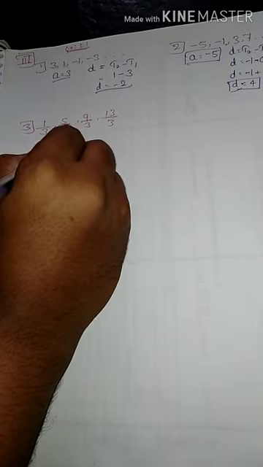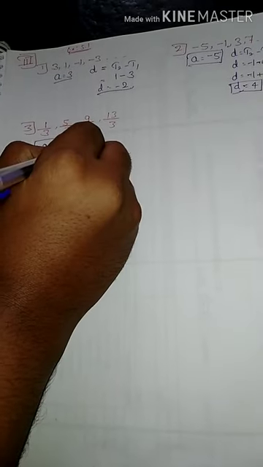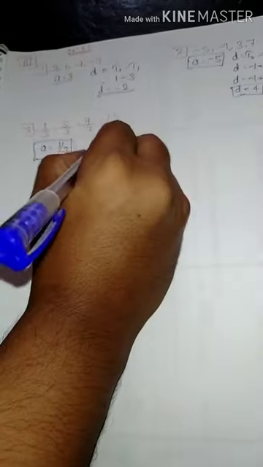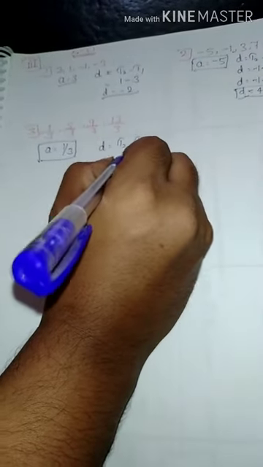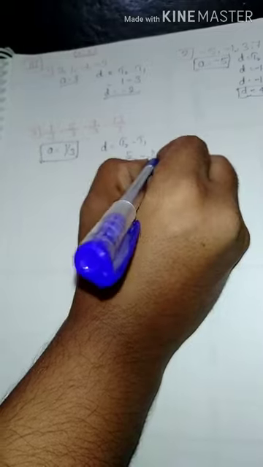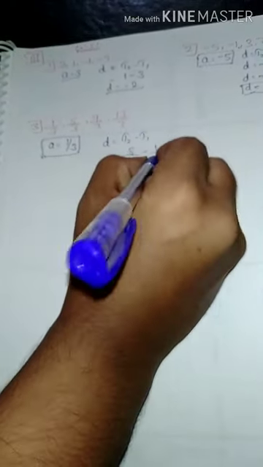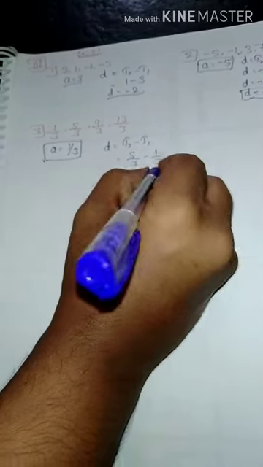So here the first term a is equal to 1 by 3, and the common difference d is equal to t2 minus t1. The second term is 5 by 3 and the first term is 1 by 3. 5 by 3 minus 1 by 3 is 4 by 3. So d is equal to 4 by 3, which is the common difference.